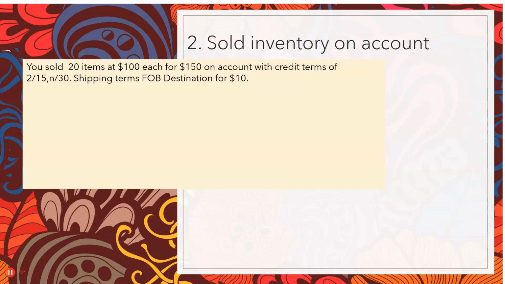Now, what happens if you sell on account? Well, remember, on account means no cash changed hands. In this case, we'll read the terms. We sold 20 items. We know that we're going to get 2% if we pay within 15 days, but we have to pay the balance in 30. And we have shipping terms FOB destination, which means the seller has to pay because we own the goods until they get them. So for the sales discount, the price has to be adjusted for the discount since we use the net method.